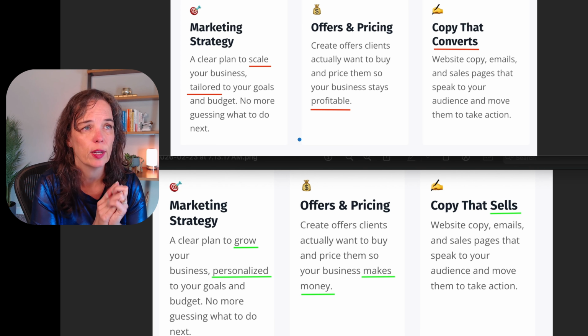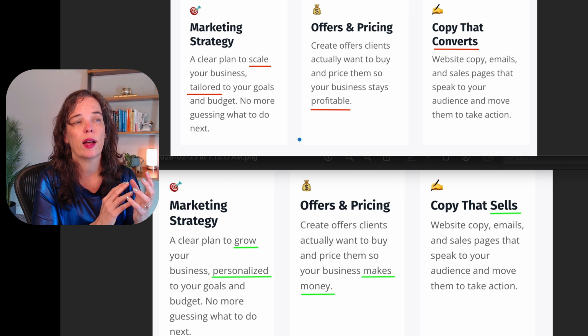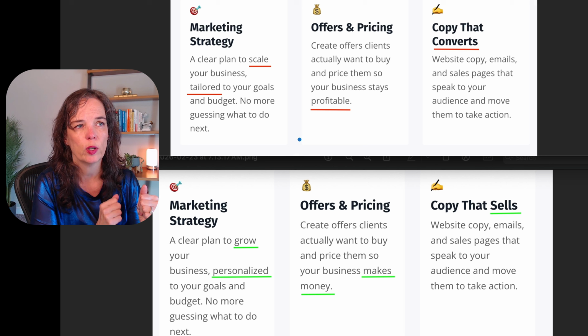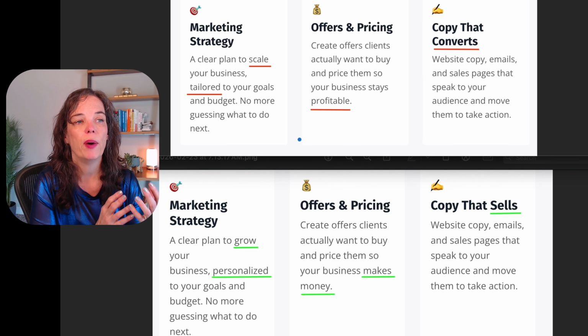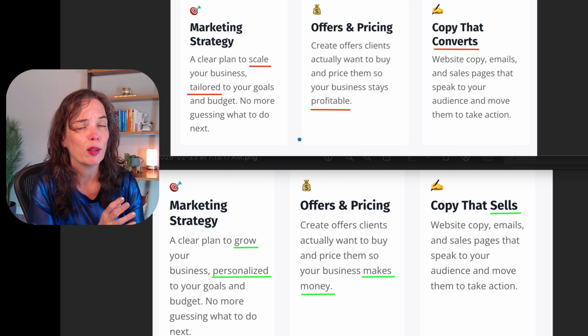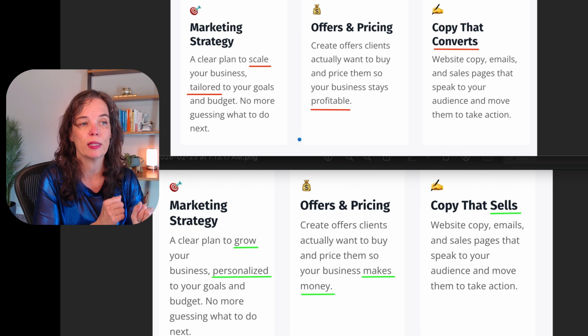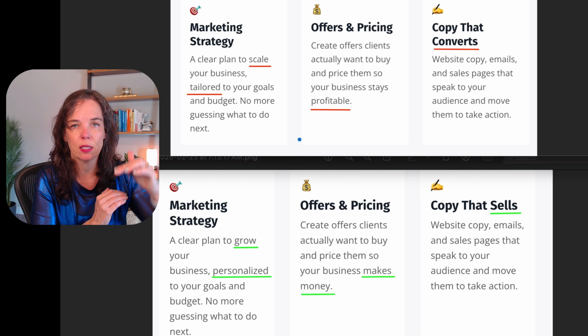Now let's look at offers and pricing. I said, I help you create offers clients actually want to buy and price them so your business stays profitable. And then instead of that, I said, you know what, profitable, yes, everybody wants profit, but making money is what they really want. And so I said, price them so your business makes money. Again, it just simplified it.